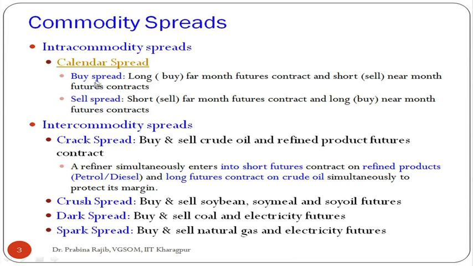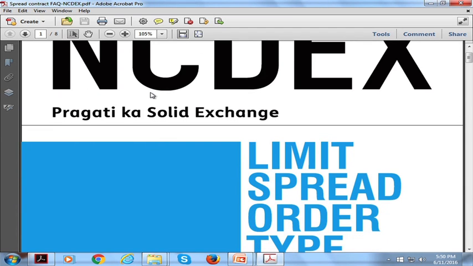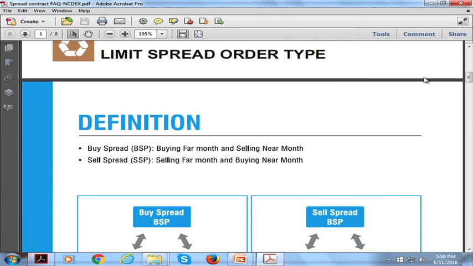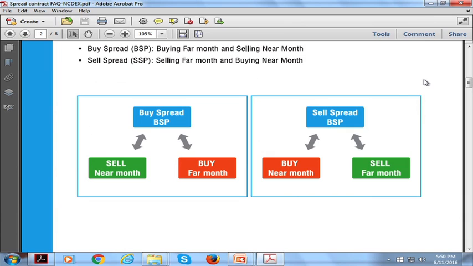So when somebody takes a calendar spread and he is taking a buy spread, he takes a long position in a far month futures contract and a short position in a near month contract. Similarly, in the sell spread contract, you have a short position for the far month futures contract and a long position for the near month contract. So in India we have calendar spreads available. This particular link shows the spread orders which are available to a trader.